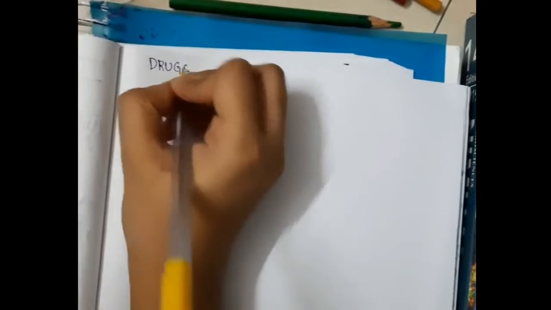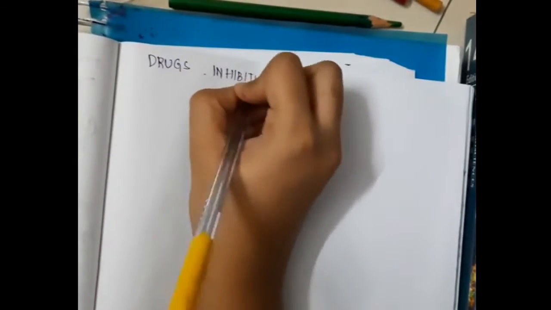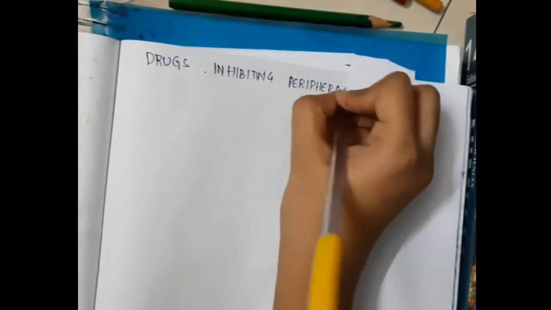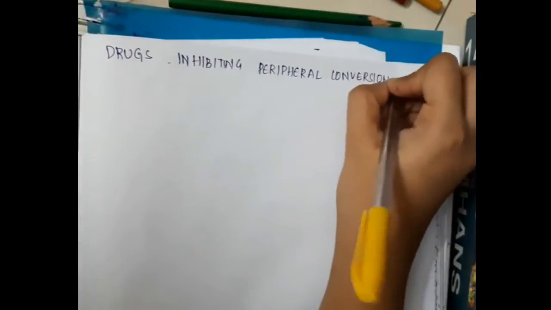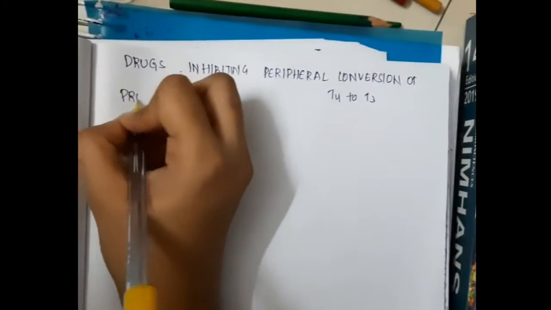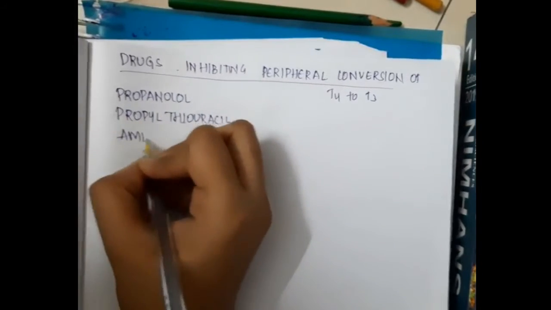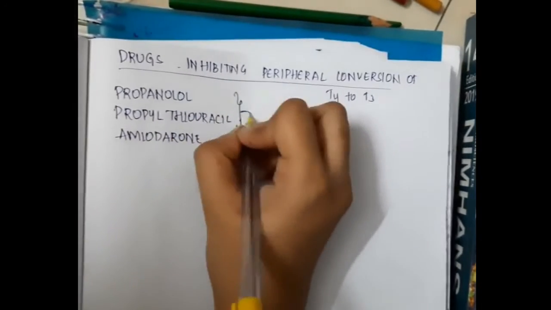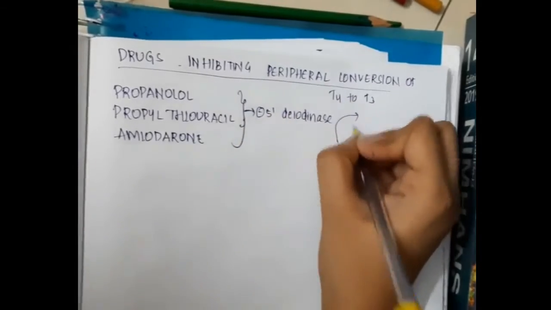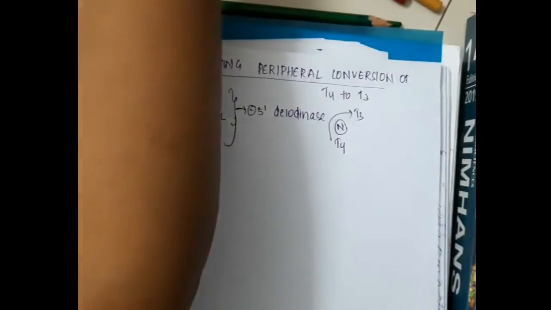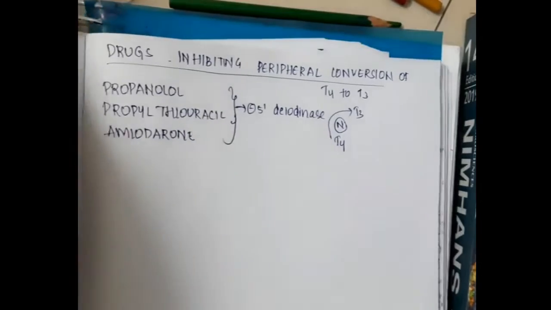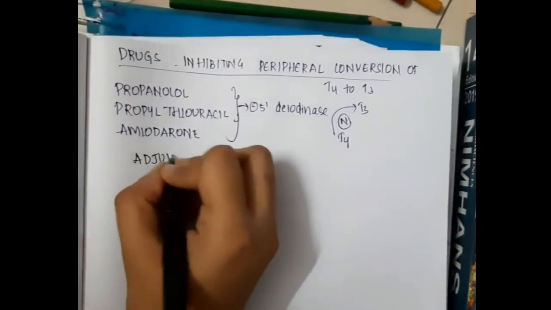Next we have come to the last part. Then we will see some drugs which will inhibit the peripheral conversion of T4 to T3. These drugs include propranolol, propylthiouracil and amiodarone. These will inhibit the 5-deiodinase which will convert T4 to T3. Thus T4 to T3 conversion is inhibited.